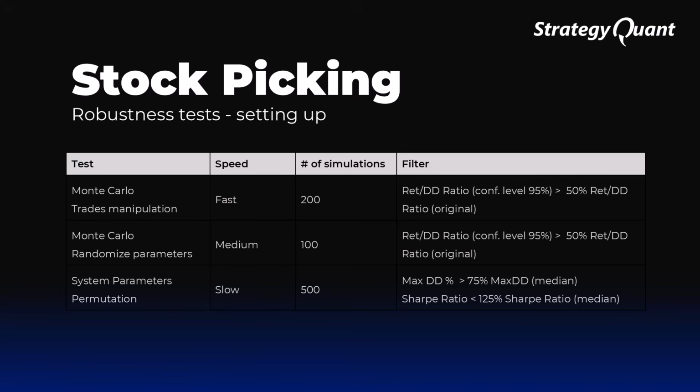The second test is Monte Carlo randomized parameters. We will perform 100 simulations and the filter condition will be the same as in the previous test. The last test is system parameters permutation. We will perform 500 simulations and we want to see that the original value for max drawdown is greater than 75% of the median value and that the Sharpe ratio from the original value is less than 125% of the Sharpe ratio from the medians.